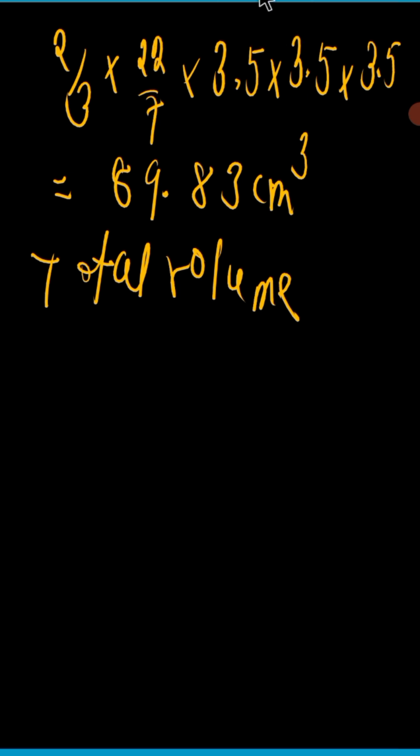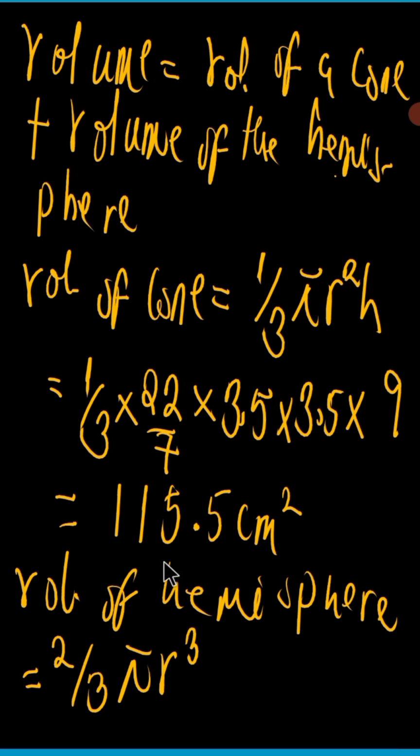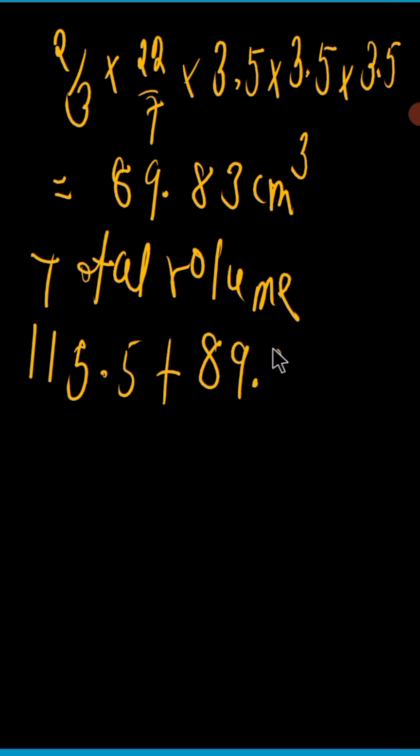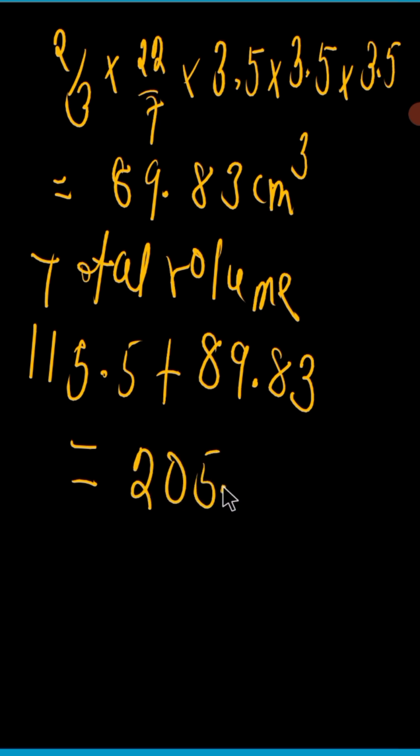cone, which is 115.5. So we have 115.5, then plus volume of the hemisphere, 89.83. So when you add everything, you are going to be having 205.3 centimeter cube.